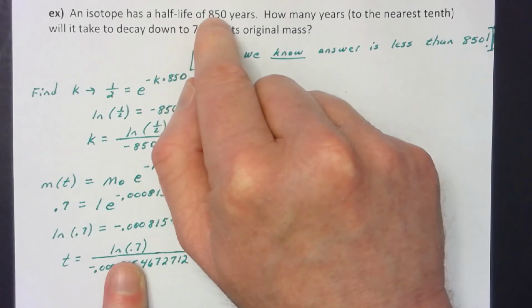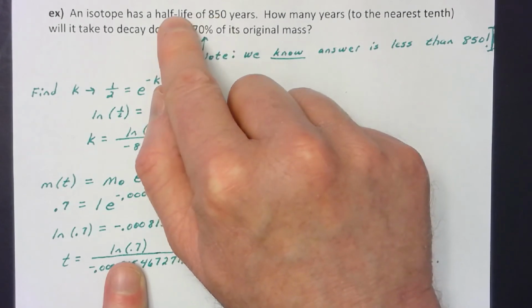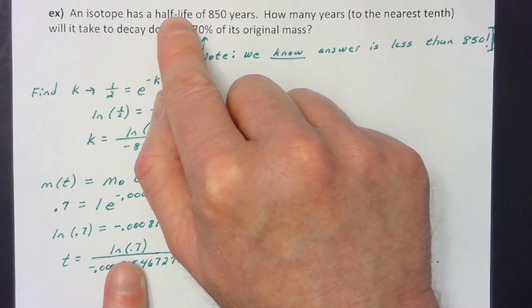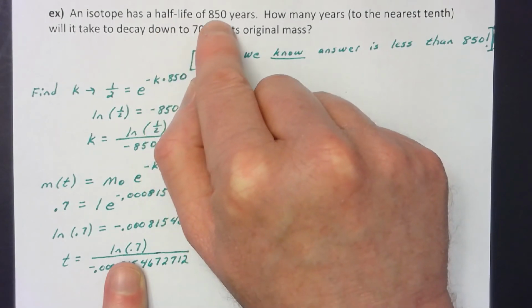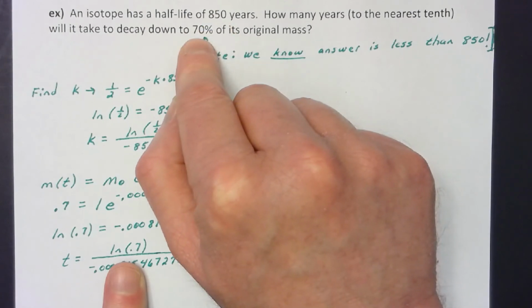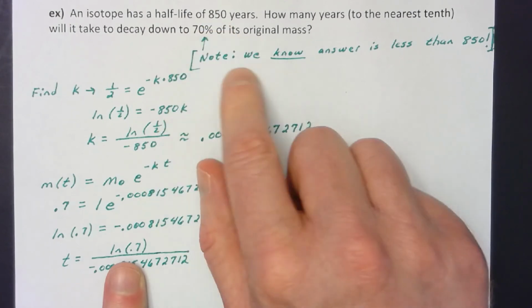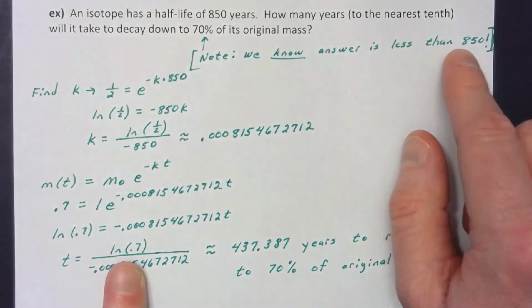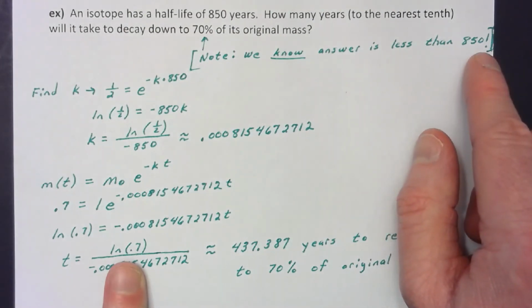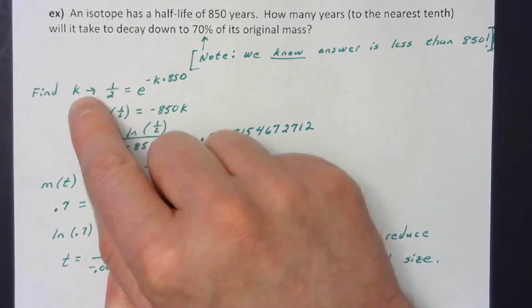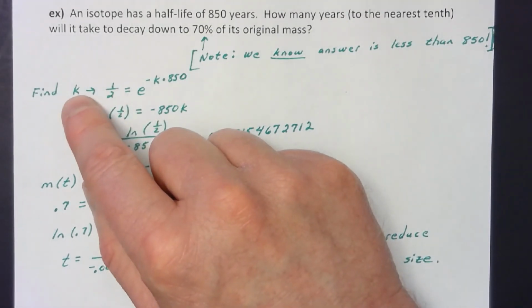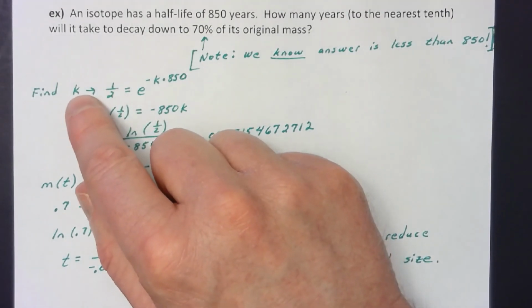So you say, well, if it takes 850 years for it to reduce to 50% of its original size, then it's not going to take as many as 850 years to reduce down to 70% of its original mass. So that's what I put here. We know the answer is less than 850. It has to be. So, in order to see that answer, just like the last problem, you have to find the rate of decay first.